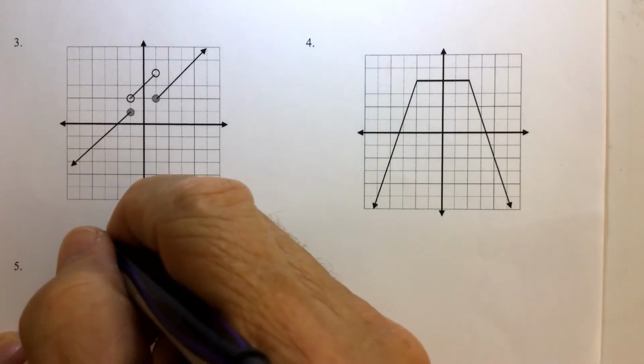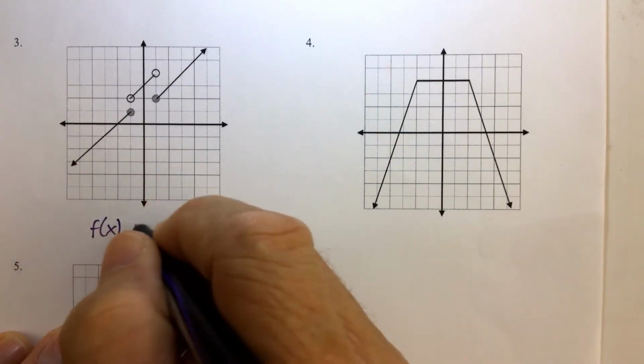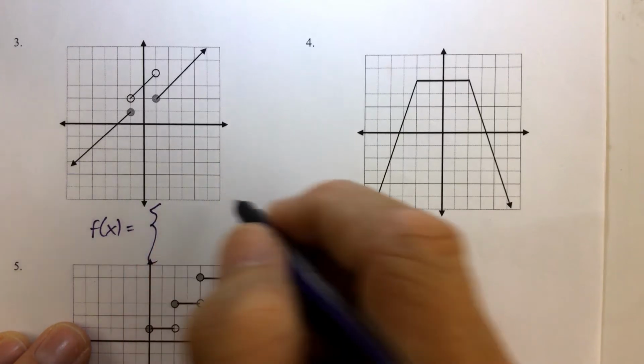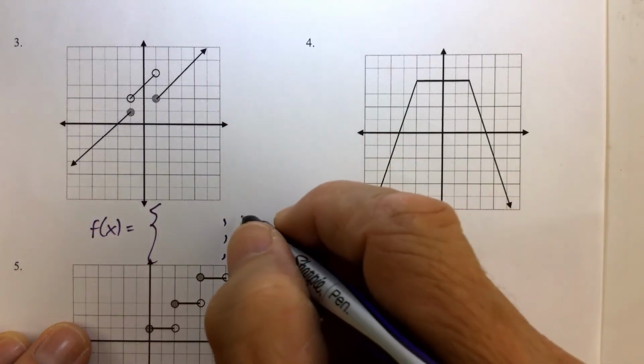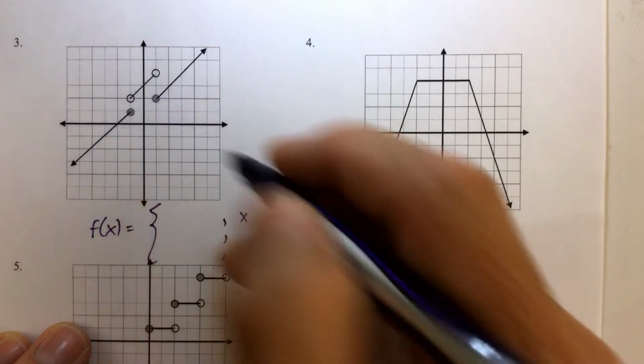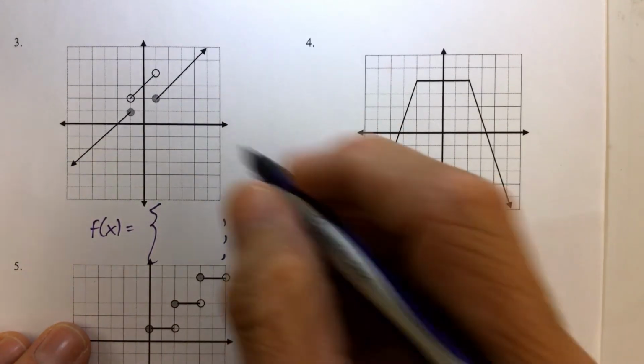And now they're getting a little fancier. So for number 3, we see that f of x has 3 pieces. So we have 1 piece, 2 pieces, 3 pieces. And the first piece, we have the domain restriction of x is less than or equal to -1.